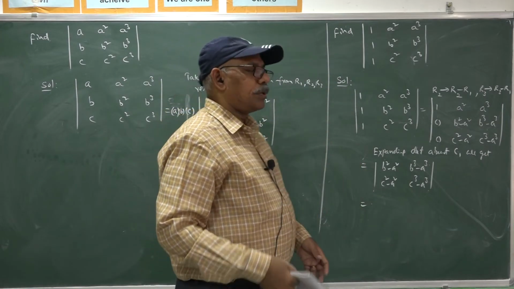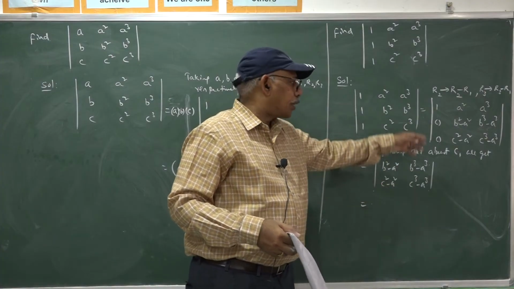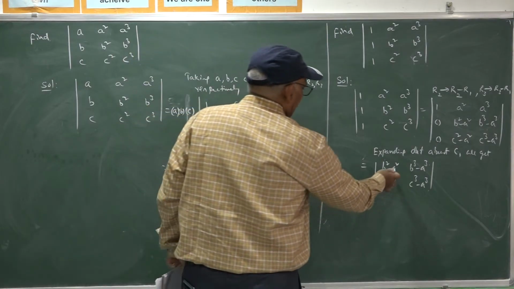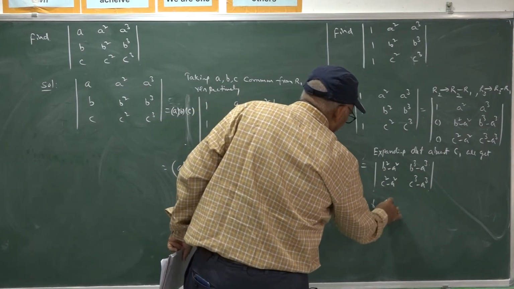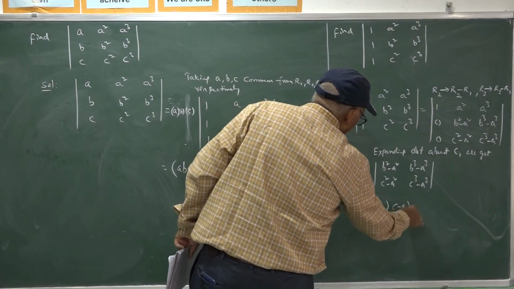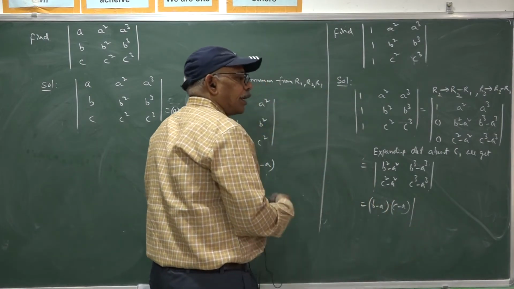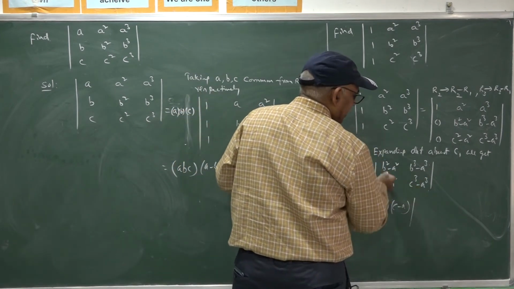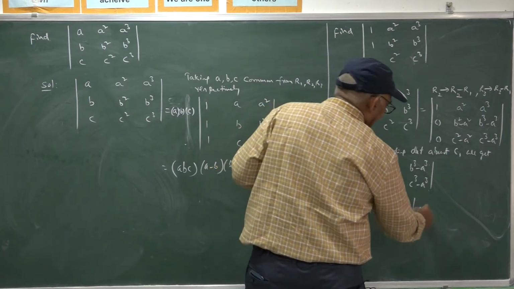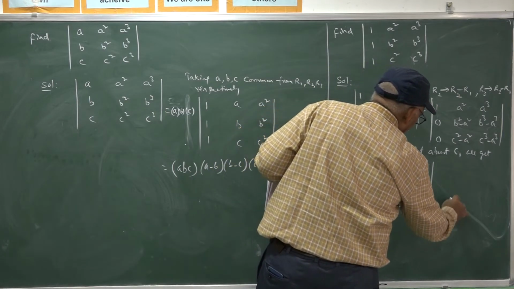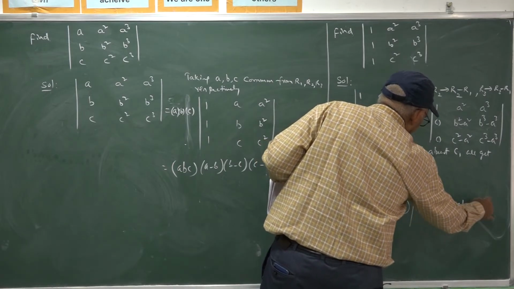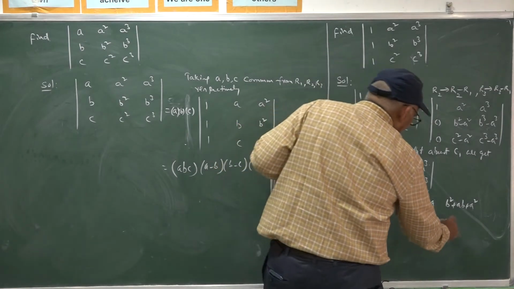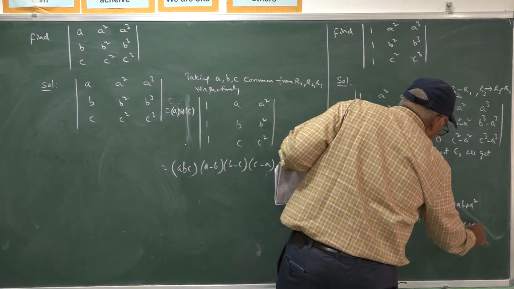That means you can reduce the 3 by 3 determinant to a 2 by 2 determinant by making the maximum number of elements in column 1 zero. Clearly, B minus A is a factor in the first row, and C minus A is also a factor in the second row. Taking common factors from the first row and second row elements of this 2 by 2 determinant, we get here B plus A, here B square plus AB plus A square. Similarly, here we get C plus A, here C square plus AC plus A square.